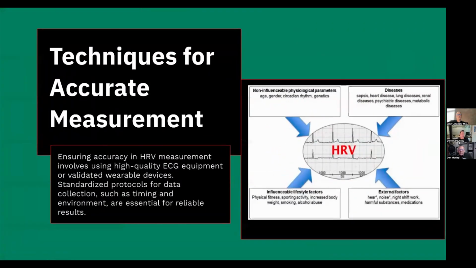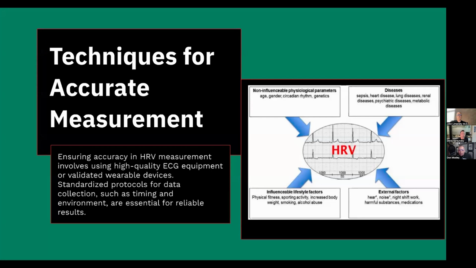Now, I think it's important to state that ensuring accuracy in HRV measurement involves using high quality ECG equipment or validated wearable devices that have been validated against ECG. There's a wide range of products on the market that do not have published validation papers. This is important. In my mind, this is a prerequisite for a recommendation, that you need to be able to have that paper to back up and say this product is the same as ECG.